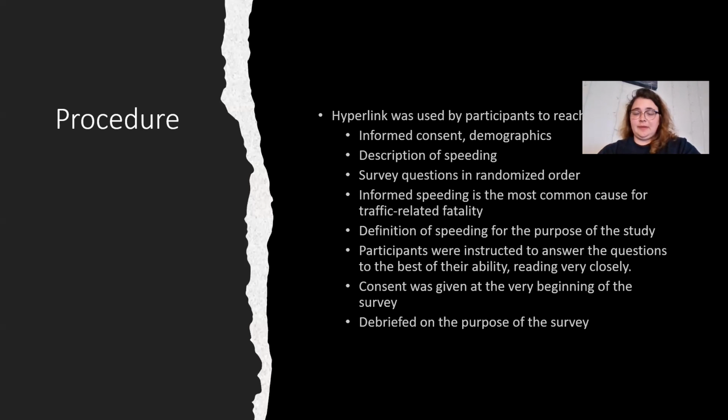There was a description of speeding, so what we discussed about the operational definition of going 5 or more over the speed limit. We also had these survey questions in randomized order on the different variables, so PBC, intention, attitude, normative pressure. We let them know that speeding was the most common cause for traffic-related fatality. The definition of speeding was also set for the purpose of the study.